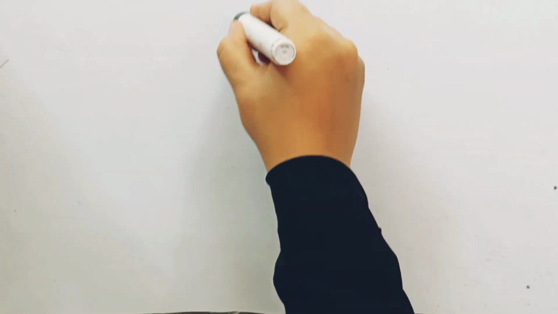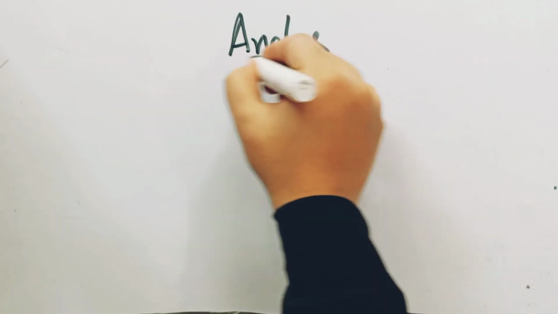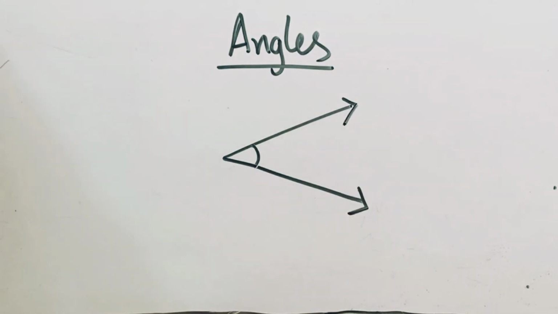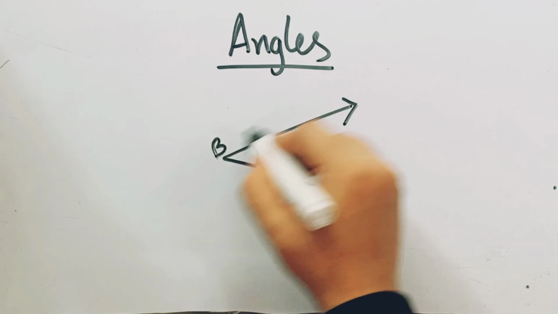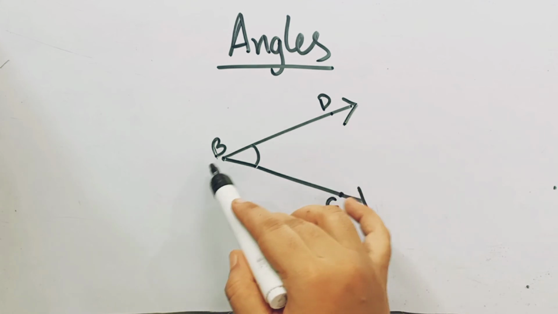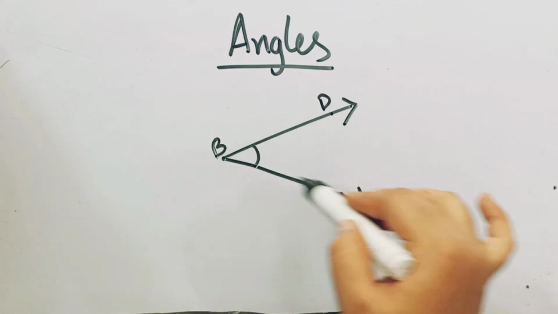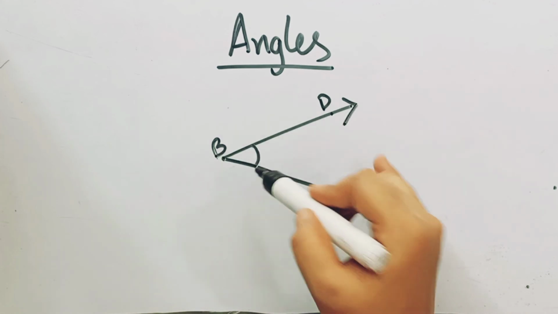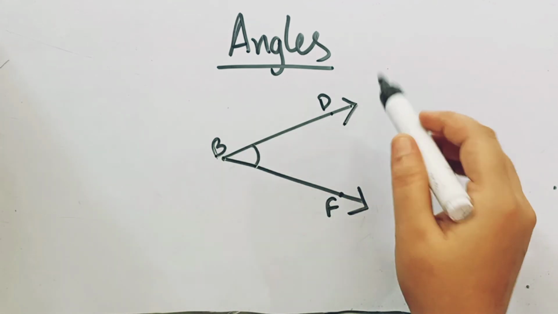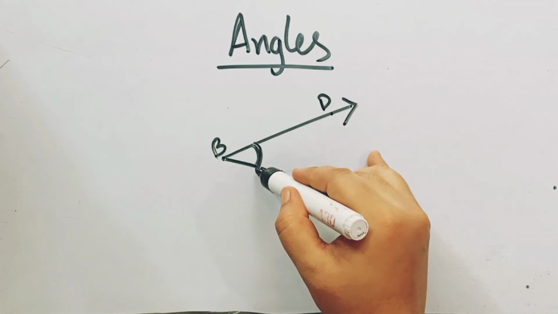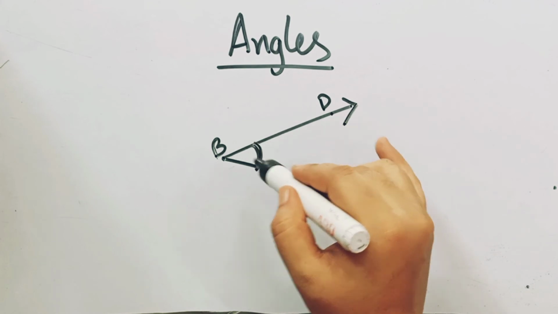Now our next topic is angles. What are angles? Two rays make an angle. For example, this is ray BD and this is another ray BF. When these two rays, BD and BF, come from a single point, they make an angle in between them. This is the way of showing an angle: we draw a small semicircle there to show that it is an angle.